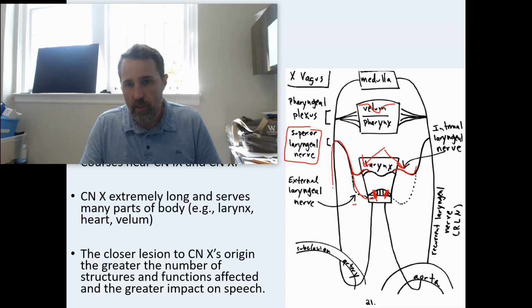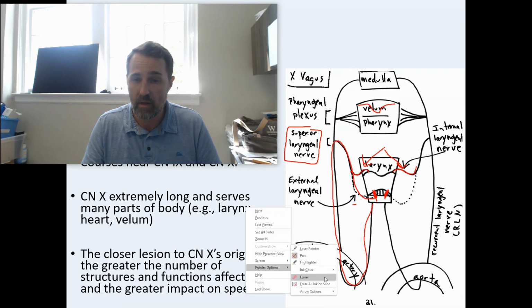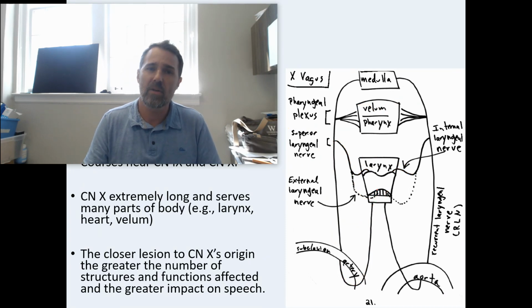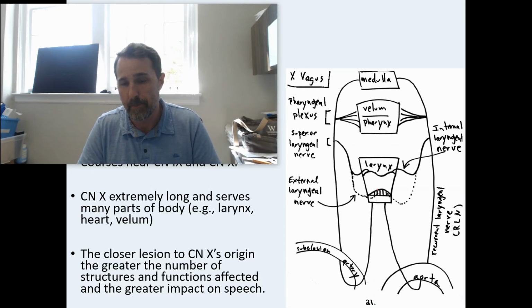The recurrent laryngeal nerve, or the RLN portion of the vagus, innervates all the other intrinsic muscles of the larynx, besides the cricothyroid. So these are the muscles of adduction and abduction. And these are the thyroarytenoid muscles, which are the vocal folds themselves.